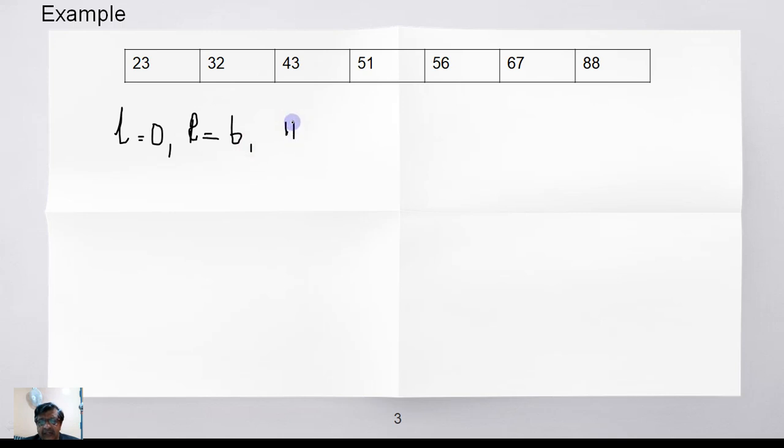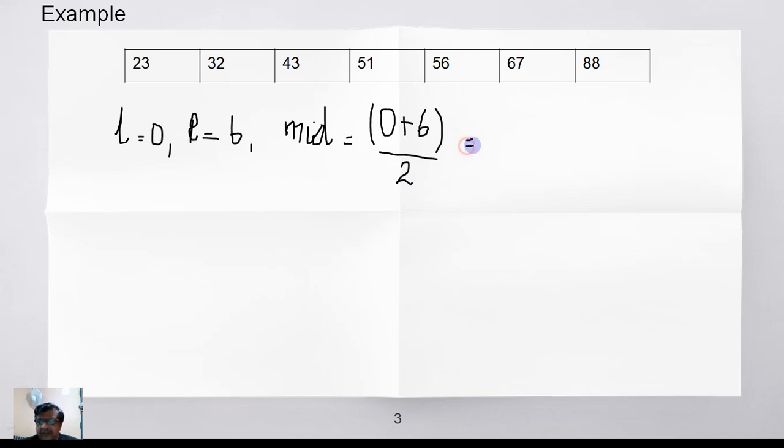The location of the mid will be equal to floor of 0 plus 6 divided by 2. In order to incorporate even and odd numbers of elements, I think we need to put the floor. And on one side it will be longer and on the other side it will be shorter.